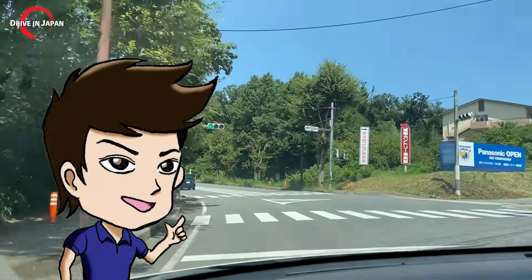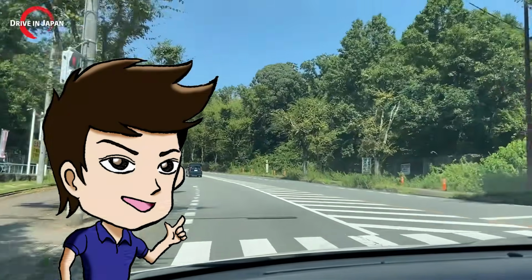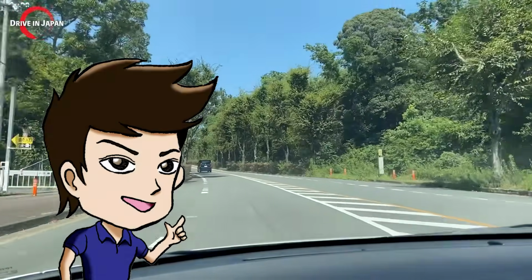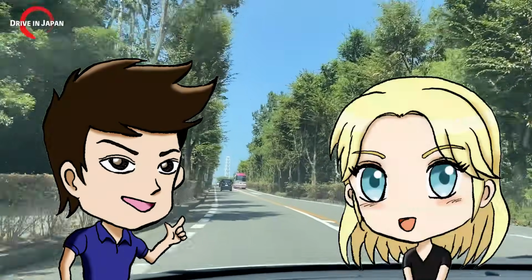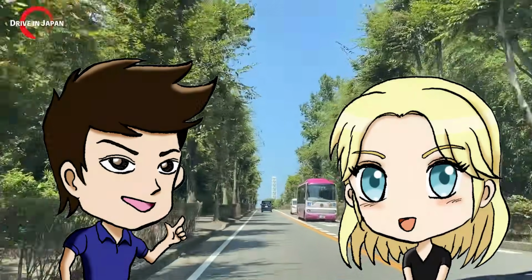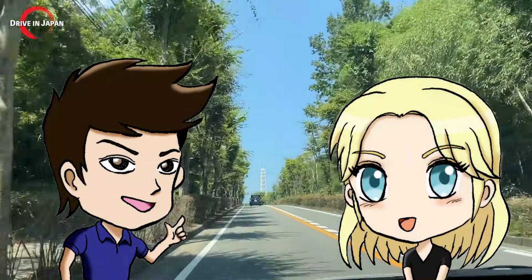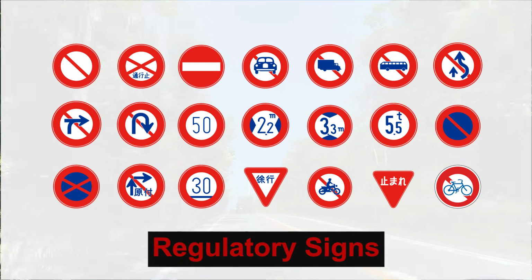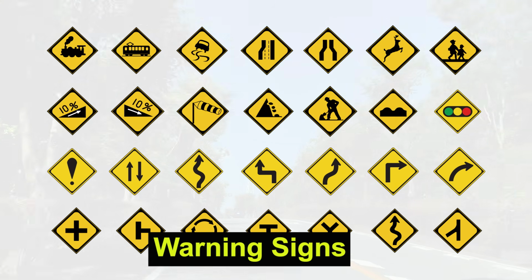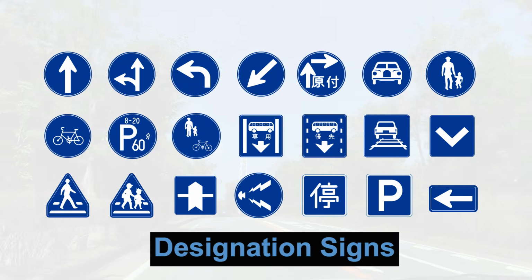Today, we are going to learn traffic signs. Chapter 2. Today's driver is also Jenny. Hi Jenny. Hi Ken. Jenny, traffic signs are roughly divided into 3 colors. Red is for regulatory signs. Yellow is for warning signs and blue is for designation signs.